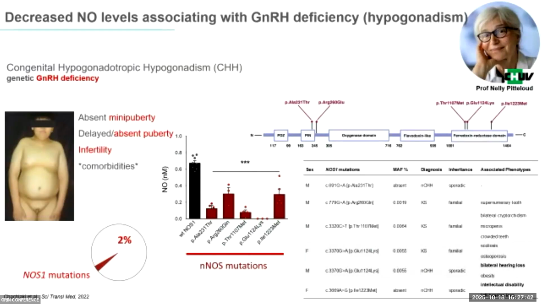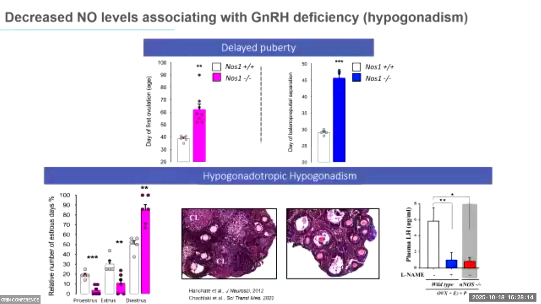And what is of note here is that apart from the reproductive phenotype that CHH patients demonstrate, they also have, as you can appreciate here, many associated phenotypes that are non-reproductive. We have hearing loss, we have intellectual disability, we have obesity in some cases, and this is a characteristic of many other genes that are associated with CHH, but obviously we were very interested to check what is happening with the NOS deficient mice and this type of comorbidities.